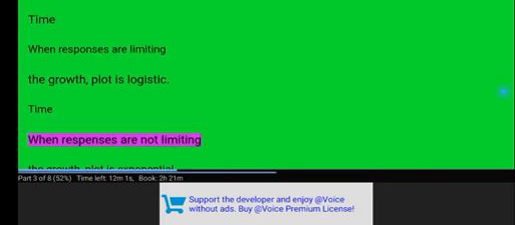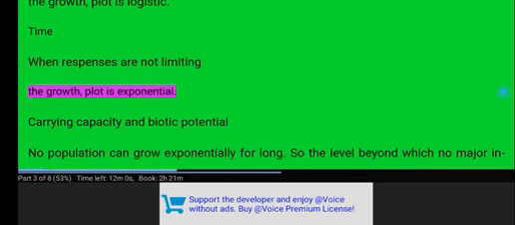when responses are not limiting. The growth plot is exponential. Carrying capacity and biotic potential.